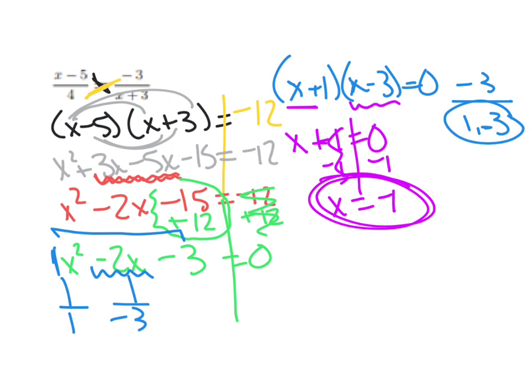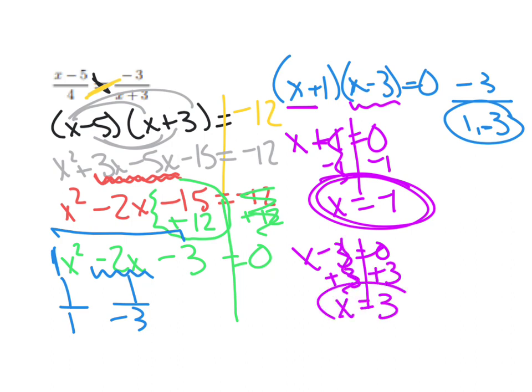Then take that second one, x minus 3 equals 0. Solve it. So your second solution would be x equals 3. So x equals 3 and x equals negative 1. Once again, you have 2 solutions because it's a quadratic.